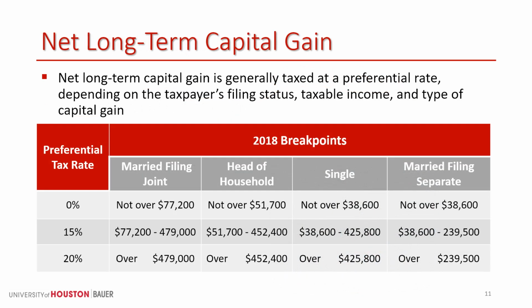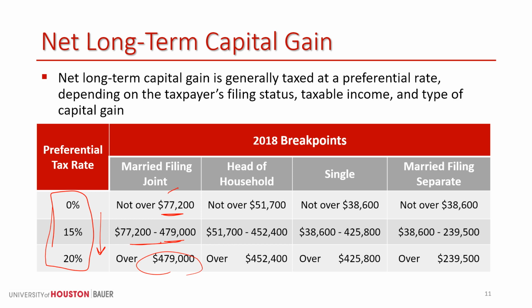The rates, as we said, for long-term capital gains and dividends are 0, 15, and 20%. The breakpoints are shown in this slide, depending on your filing status. So married filing joint has a breakpoint up to 77.2, has a 0% rate, and for most taxpayers between 77.2 and 479,000, there's a 15% rate, and then for those in the upper bracket, you can see it hits 20%. So it's still a progressive rate schedule that increases as income goes up.